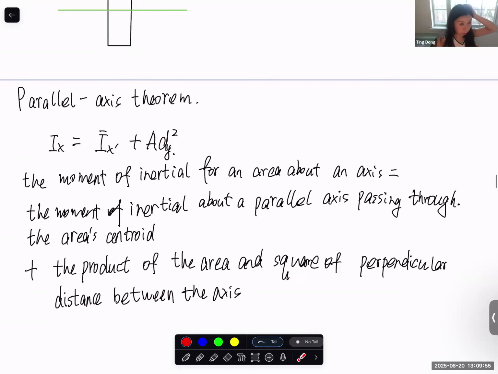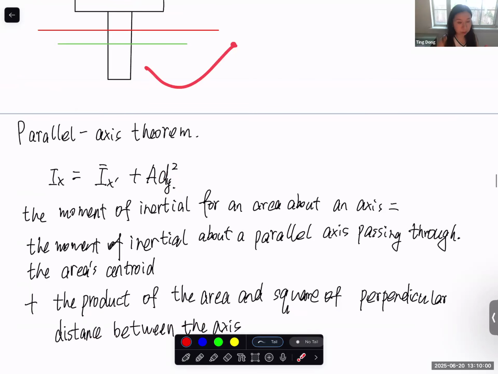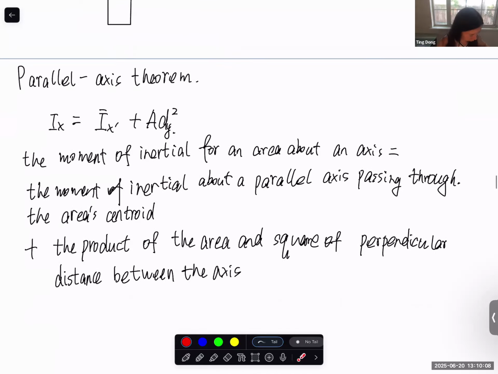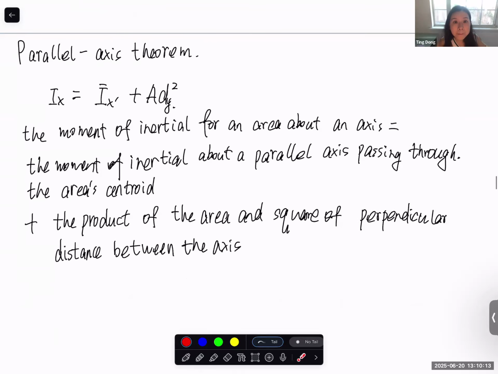And of course, we have one example problem to help you with how to calculate in this situation, when the neutral surface of the entire cross section does not overlap with the neutral surface of each individual section. How to use this parallel axis theorem. So any question for this part?